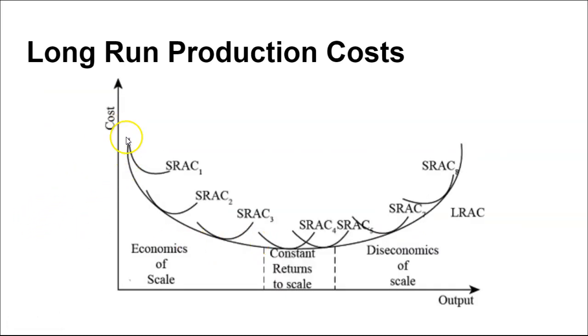In long-run production, we have economies of scale, constant returns to scale, and diseconomies of scale. The idea is that as you produce more, you get more and more efficient, and this is where we get to monopolies and natural monopolies.